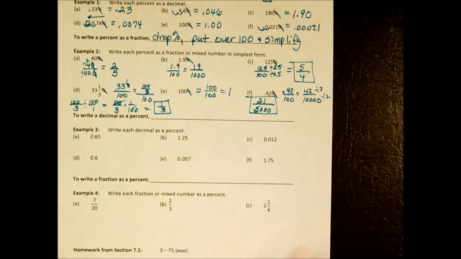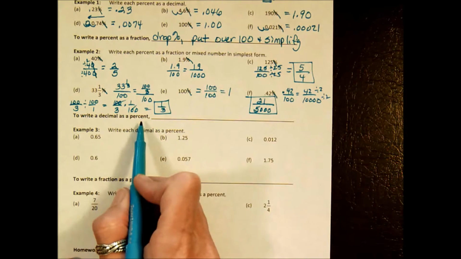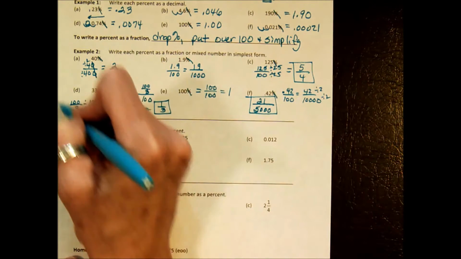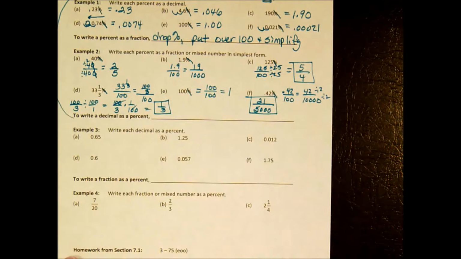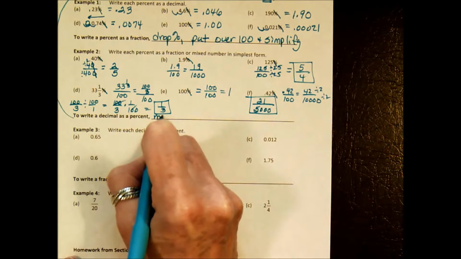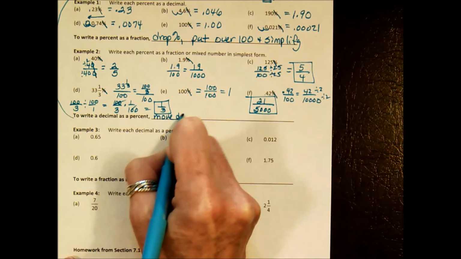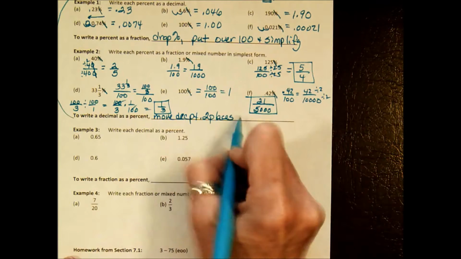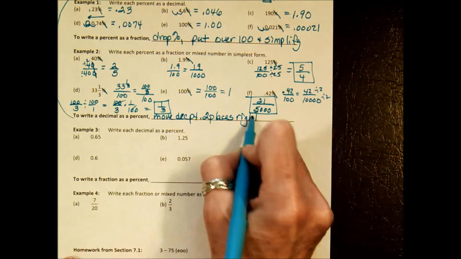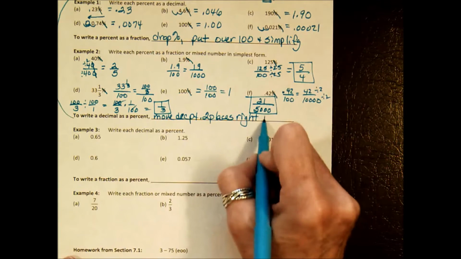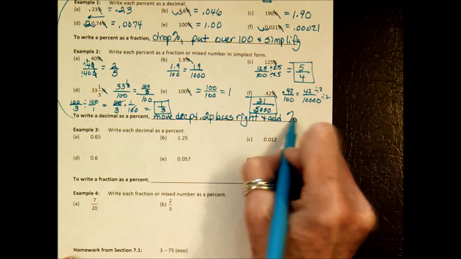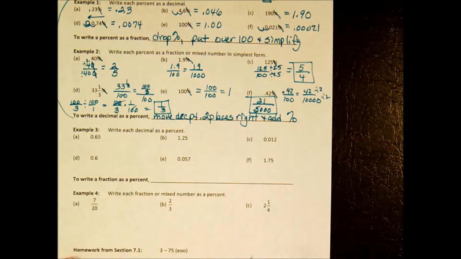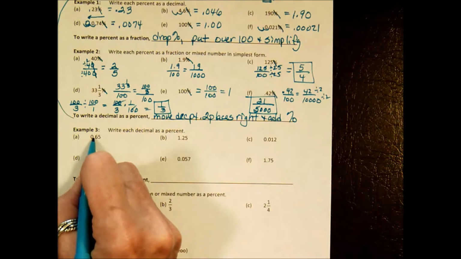Let's keep going. To write a decimal as a percent, which is just the opposite of writing the percent as a decimal, what we're going to do is move the decimal point 2 places right. So we're going in the opposite direction of the first thing we did. And we add a percent sign. And again, rather than memorizing it, let me show you what we want to do. We want to go towards a percent sign. So you move it towards 2 places.